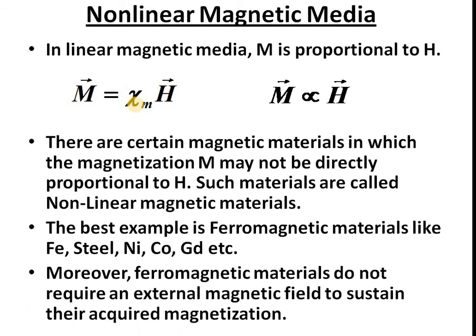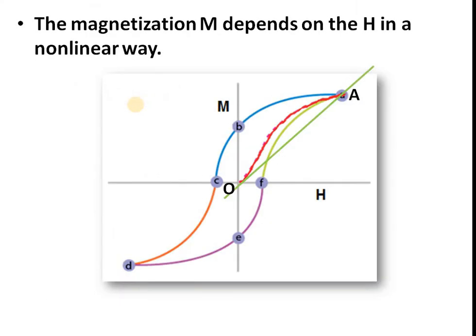And they do not require an external magnetic field to sustain their acquired magnetization. That means once they are magnetized, even if you withdraw the applied field, there will be magnetization inside the material. Whereas in paramagnetic or diamagnetic material, the moment you withdraw the applied magnetic field, it will lose all the magnetic property. But ferromagnetic or non-linear magnetic materials don't lose their inherent or acquired magnetization. That is an important difference.